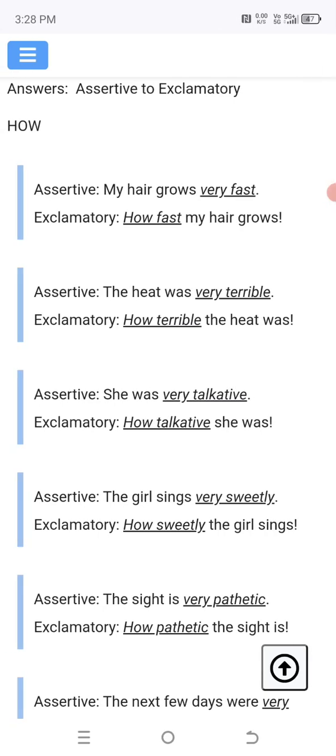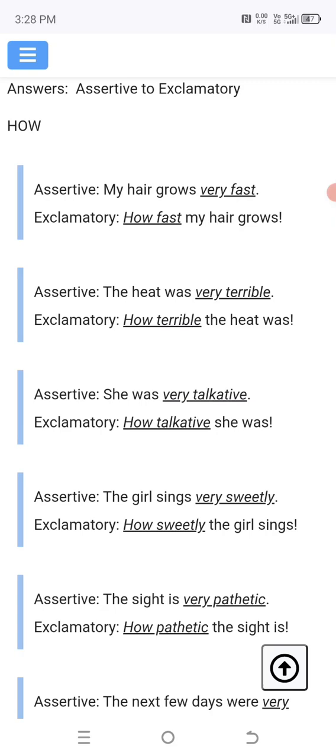Students, we will see some more examples now. Here are given some more examples for us to practice.